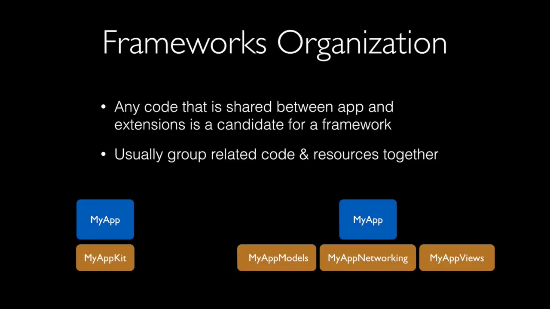Especially true if, say, you have two extensions and one only needs to share the model data and the other one just needs to share some of the views. It's a way of doing things more efficiently. And also, it's just good app architecture. Doing it like this really forces you to think about creating very separated APIs within your app, to separate logic and just make for better app architecture.